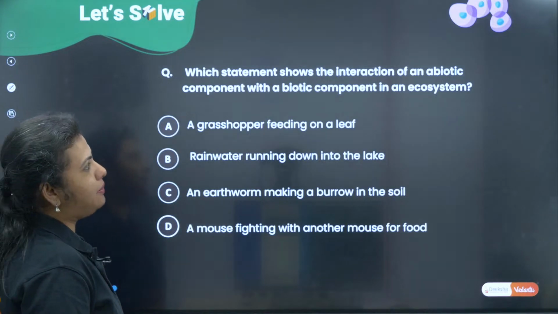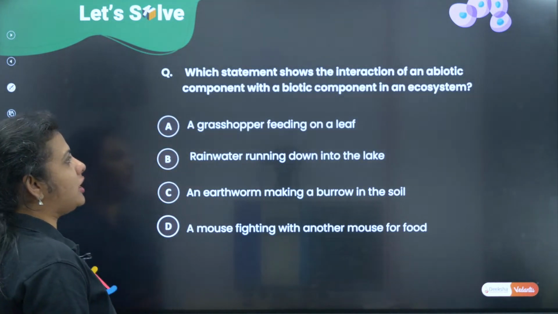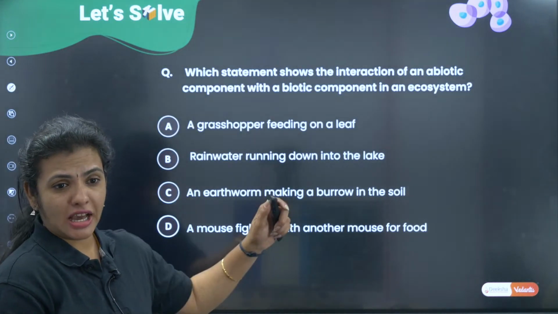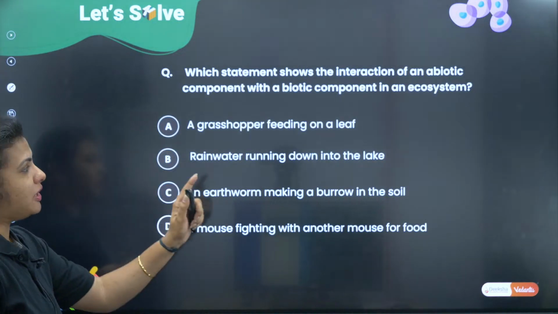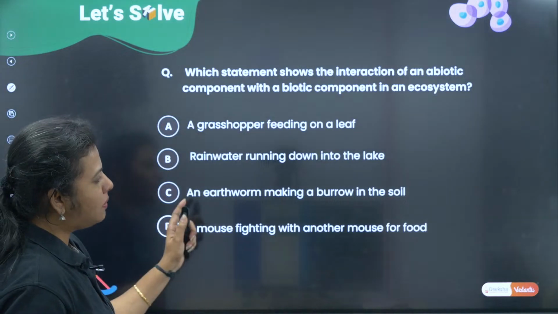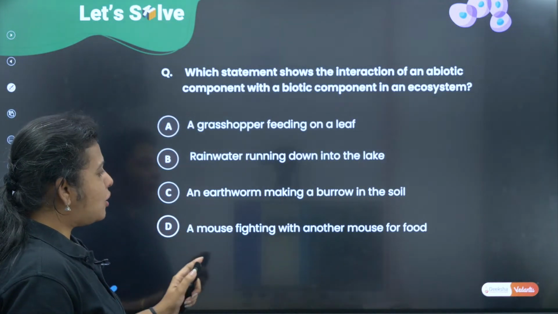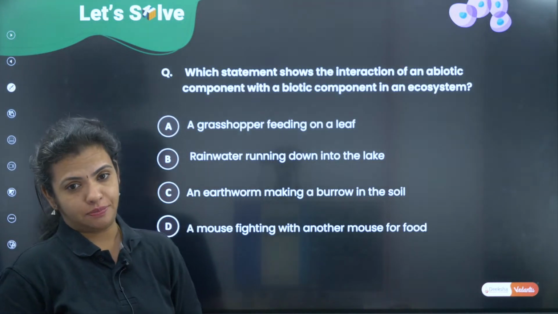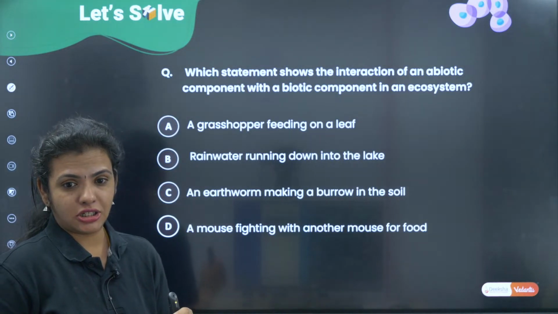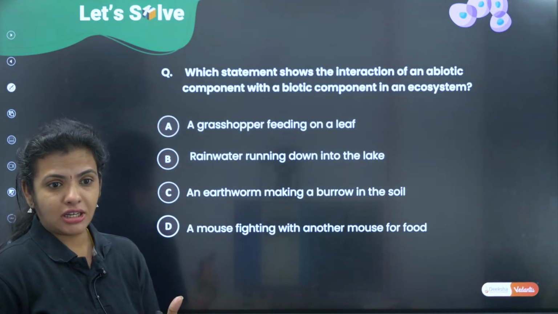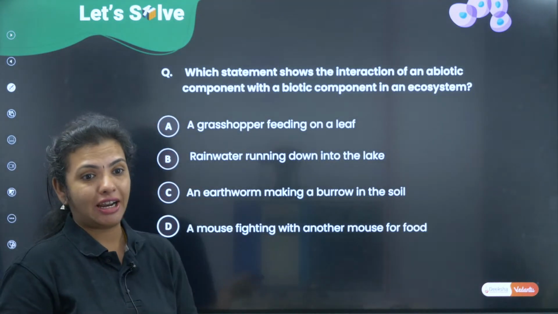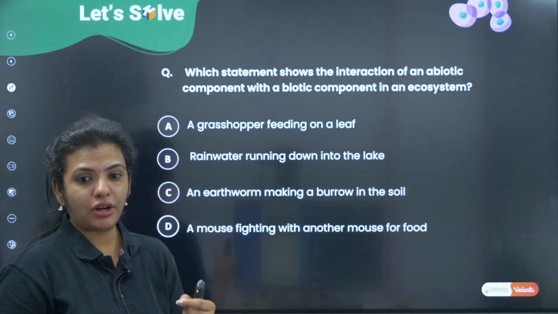Alright. Which statement shows the interaction of an abiotic component with a biotic component in an ecosystem? Okay, so we have a few examples. A grasshopper feeding on a leaf, rainwater running down into the lake, earthworm making a burrow in the soil, mouse fighting with another mouse for food. Alright. So, I hope you know what is a biotic and abiotic material, children. Correct? So, biotic is the one which has life. Abiotic is the one without life. Okay. So, which is a good example?